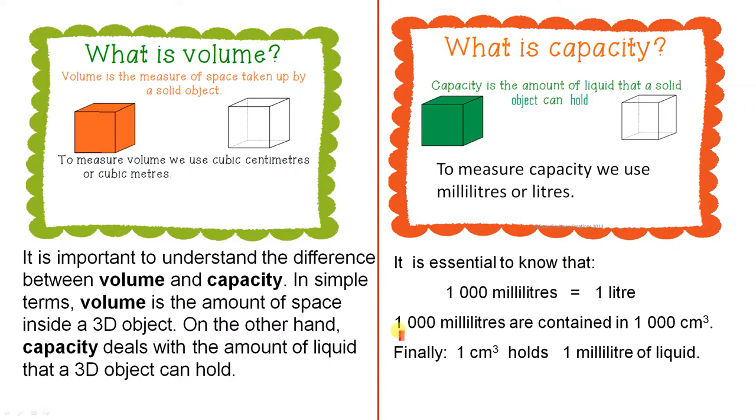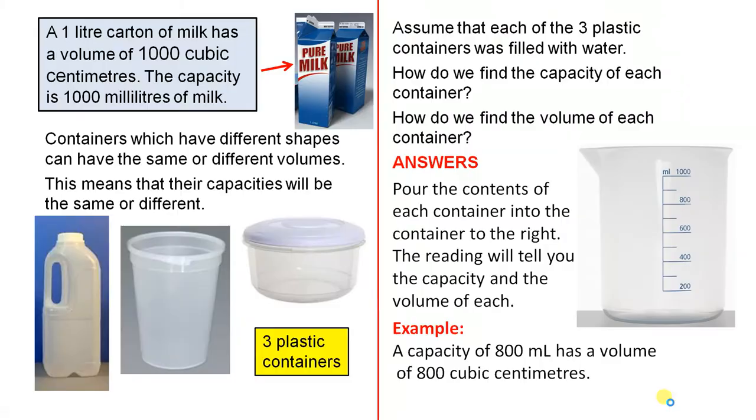So this measure here, see that one there? That's capacity. And this measure here, that is volume. So finally, 1 cubic centimetre holds 1 millilitre of liquid. A 1 litre carton of milk has a volume of 1,000 cubic centimetres. The capacity is 1,000 millilitres of milk. So again, 1,000 cubic centimetres is the volume, 1,000 millilitres is the capacity.